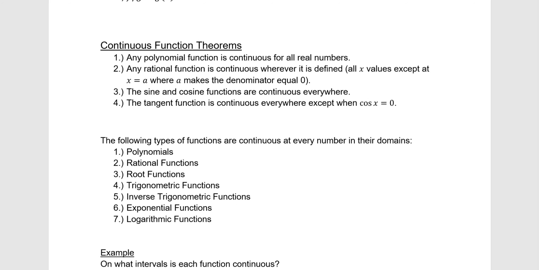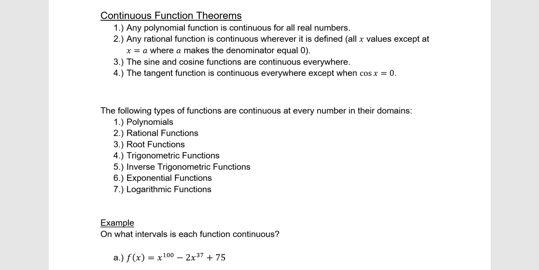And the next couple things, we have just some continuous function theorems. Any polynomial is going to be continuous for all real numbers. That's negative infinity to infinity. And just so we know going forward, we can write real numbers like I just said, negative infinity to infinity, or we can write it with the blackboard bold R, capital R.